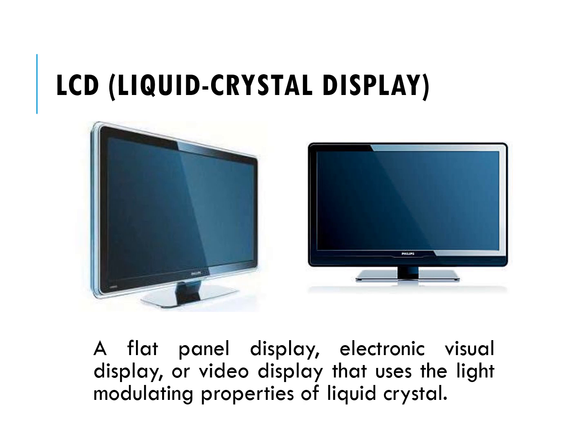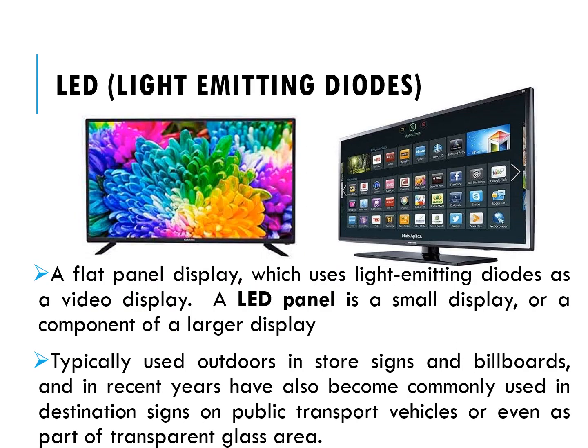LCD means liquid crystal display. It is a flat panel display, electronic visual display, or video display that uses the light modulating properties of liquid crystal. This is also common in our monitors or the monitor screens of our computers. LED, or light emitting diodes, is a flat panel display which uses light emitting diodes as a video display. A LED panel is a small display or a component of a larger display.